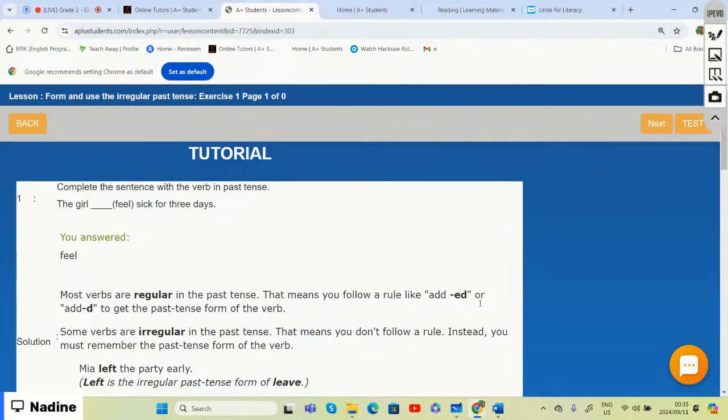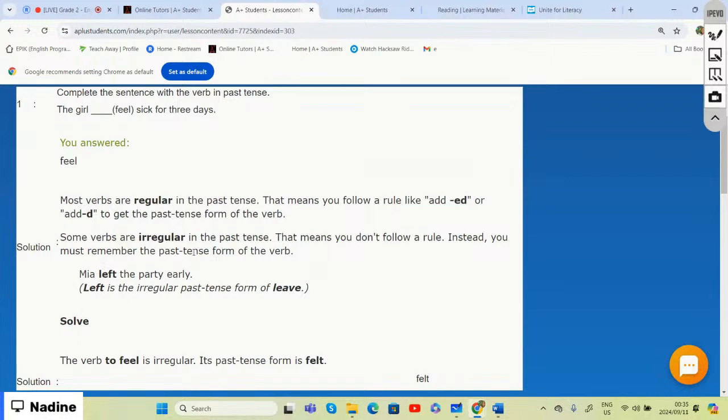All right, and we said when it comes to regular past tense, and most of our verbs are regular past tense, which means that they follow a rule and add ed or d to get the past tense form. However, some of our verbs are also irregular in the past tense, which means that they do not follow any rules. You're just going to have to remember the past tense form of that verb, right?